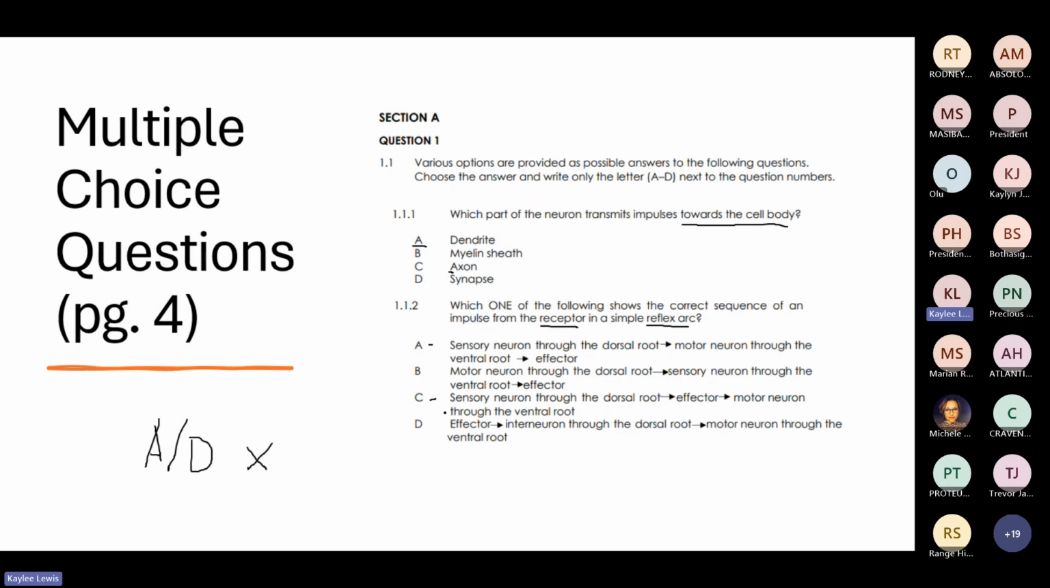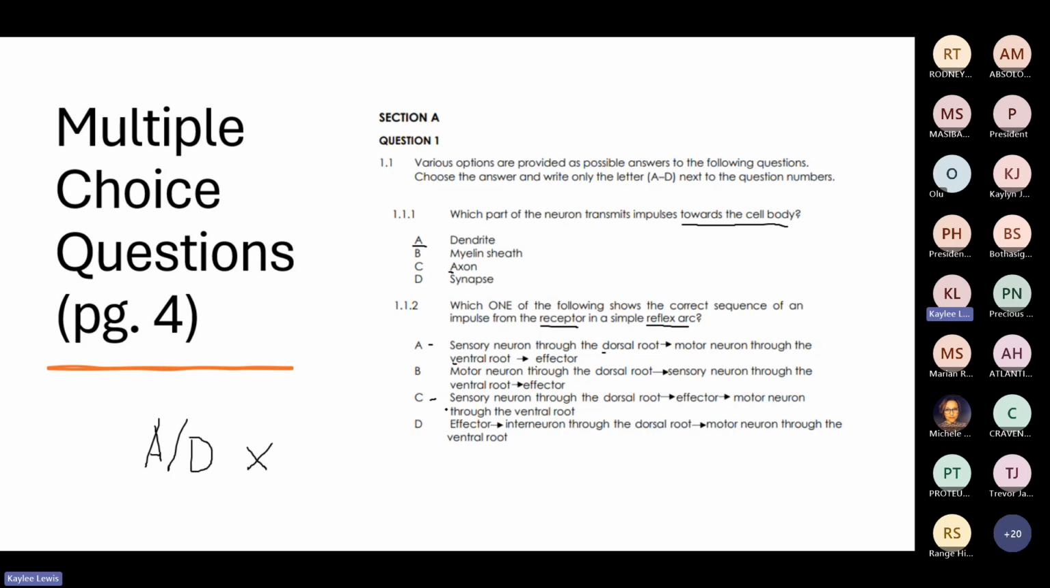And then we look through the rest. So from the sensory neuron, then it goes through the dorsal root into the spinal cord, then motor neuron through the ventral root to effector. This option seems correct, but I always want to check myself. How do I know? Well, sensory neuron takes it towards the central nervous system, and the motor neuron takes it away, and it goes through the dorsal root of the spinal cord, then through the ventral root. And I always know D before V, so that's how I remember that. And then it goes to the effector.